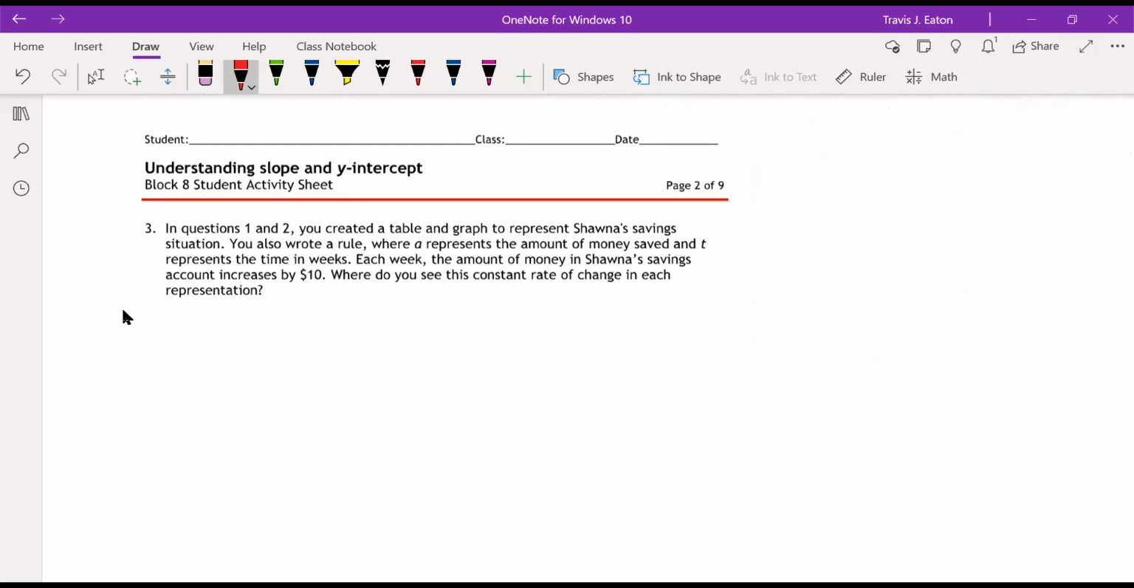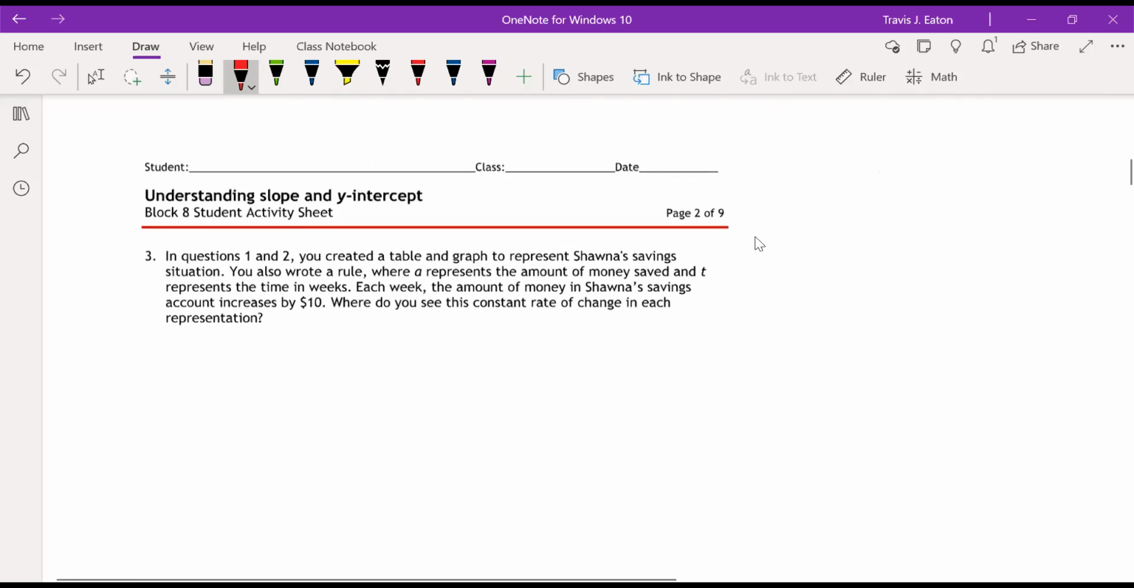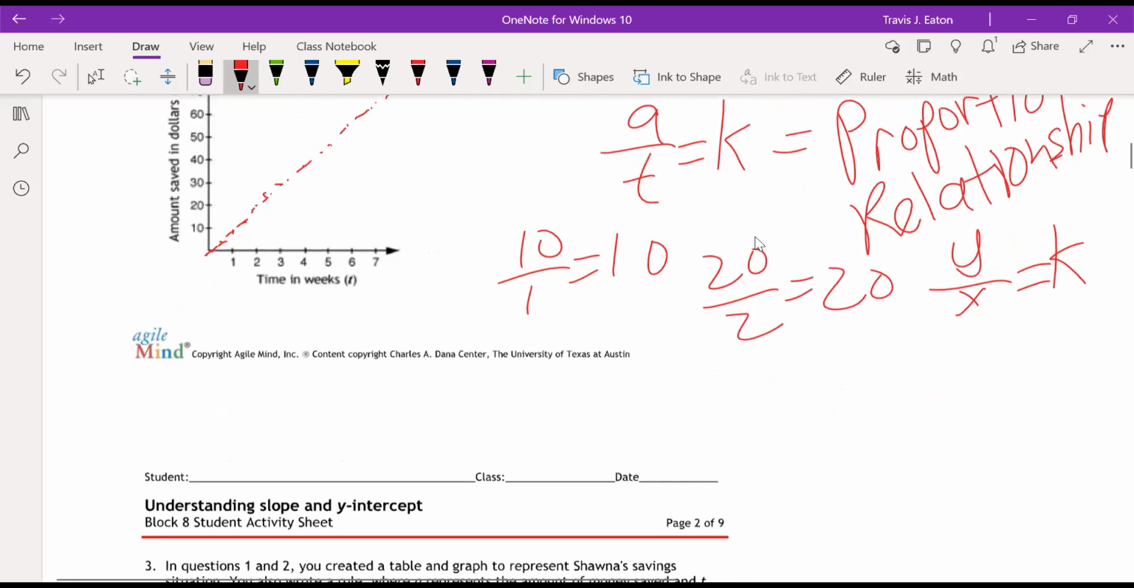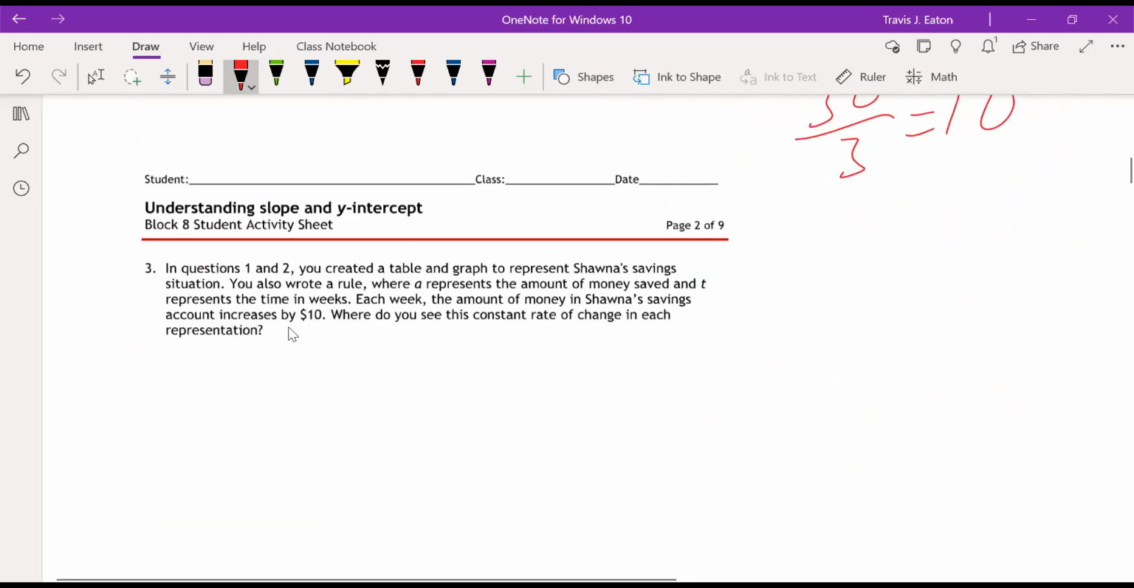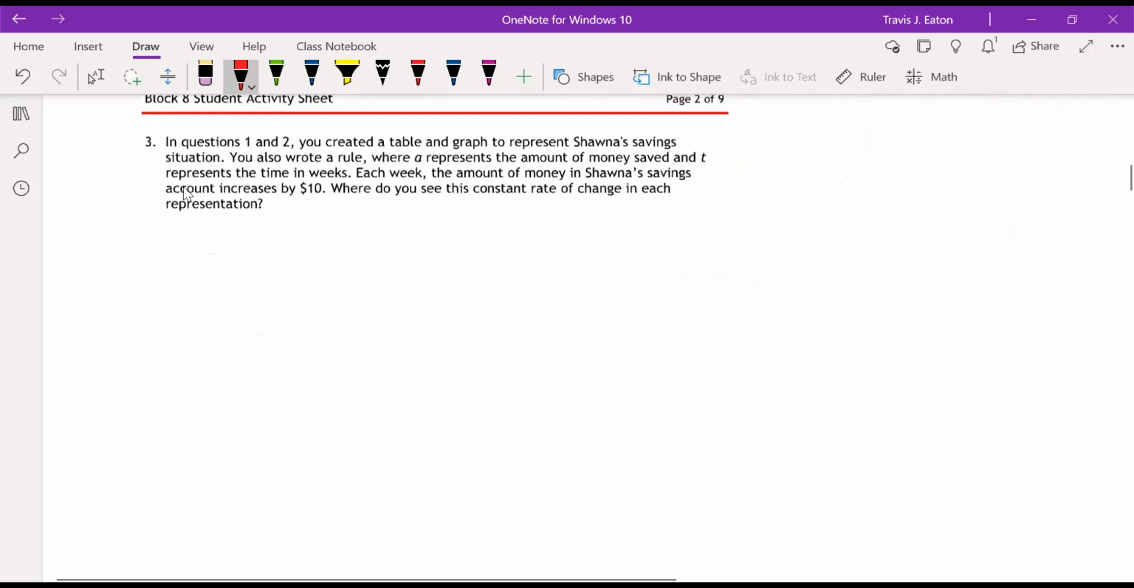So in questions 1 and 2, oh, you're right. Yeah, thanks for catching that. Can't believe it. 20 divided by 2 is 10, not 20. And 30 divided by 3, that's 10. Yeah, so we get that constant. Thank you. All right. First mistake I've made all day.